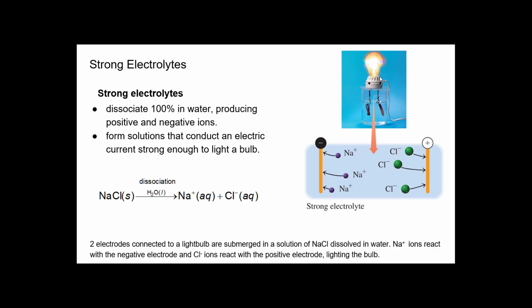So this light will be able to shine very, very brightly. We actually do this in lab in Chem 103. I do this. You guys can't do this. But Dr. Kimbrough would have shown you guys this semester. So strong electrolytes dissociate 100% in the presence of water, and it is able to produce a strong electric current, enough to light a light bulb very brightly.